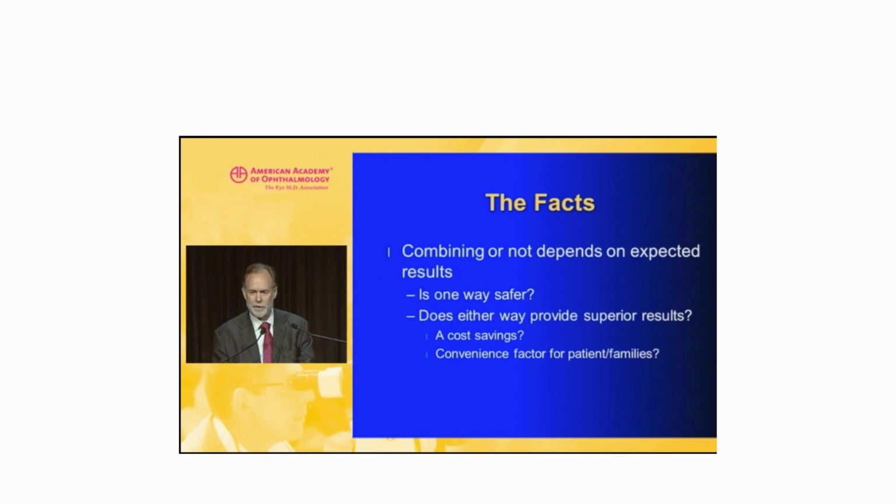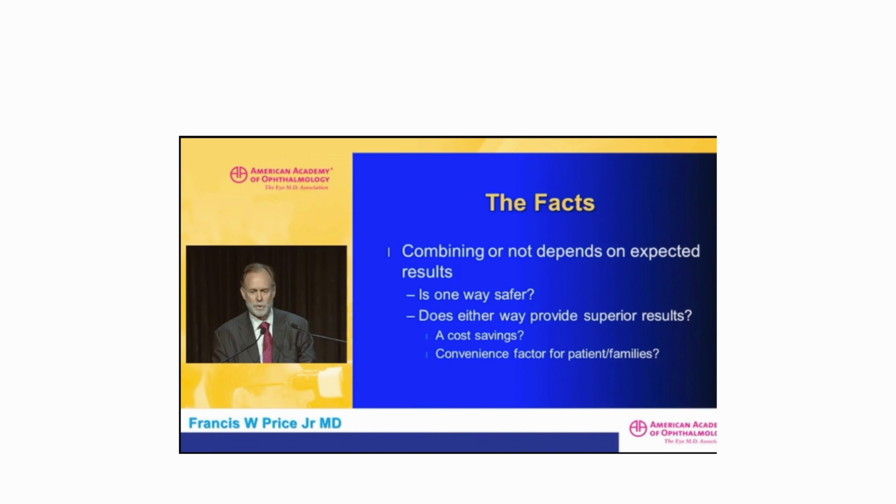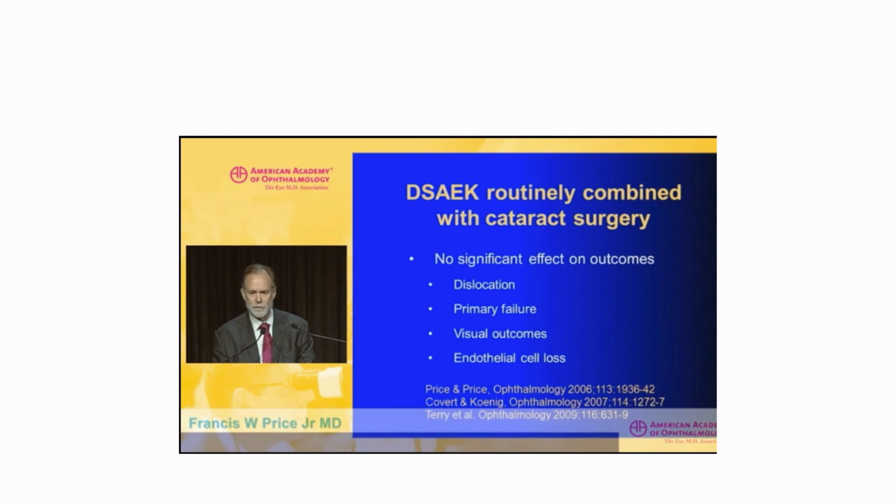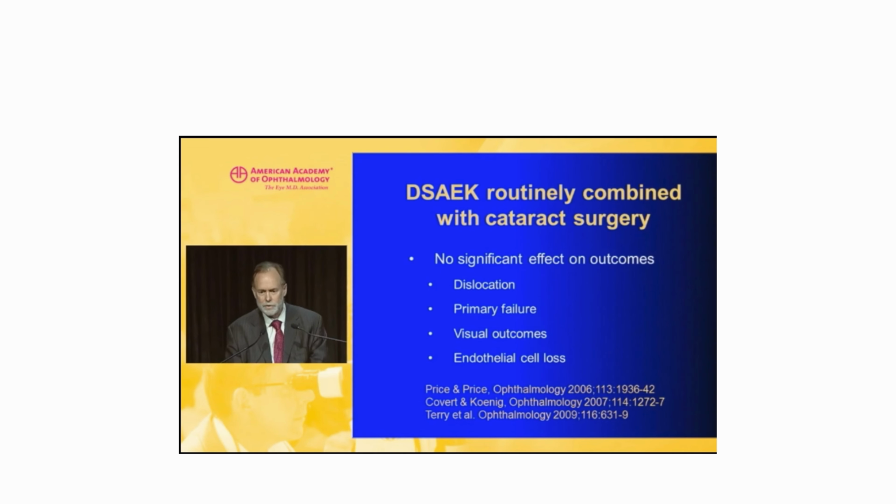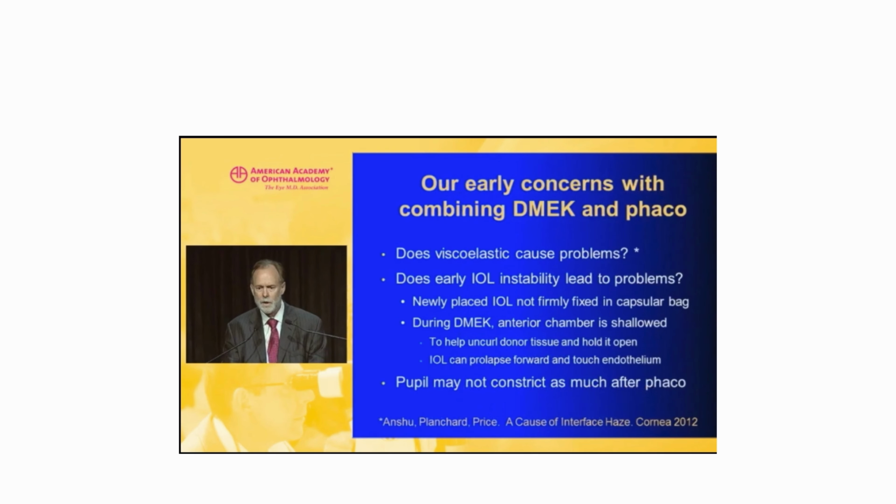Combining or not combining cataract surgery with EK is about the expected results. Is one way safer? Does either way provide superior results, like cost savings, or is it more convenient for the patient and their families? Now, there have been multiple reports, there's 3 here, about how DALK can routinely be combined with cataract surgery without any significant effect on outcomes. And we had early concerns doing DALK with combined cataract surgery because of leaving the viscoelastic there. Is that going to be a problem? Would we have problems with the instability of the lens as we move the pressure up and down to unfold the donor, and would that damage the donor?